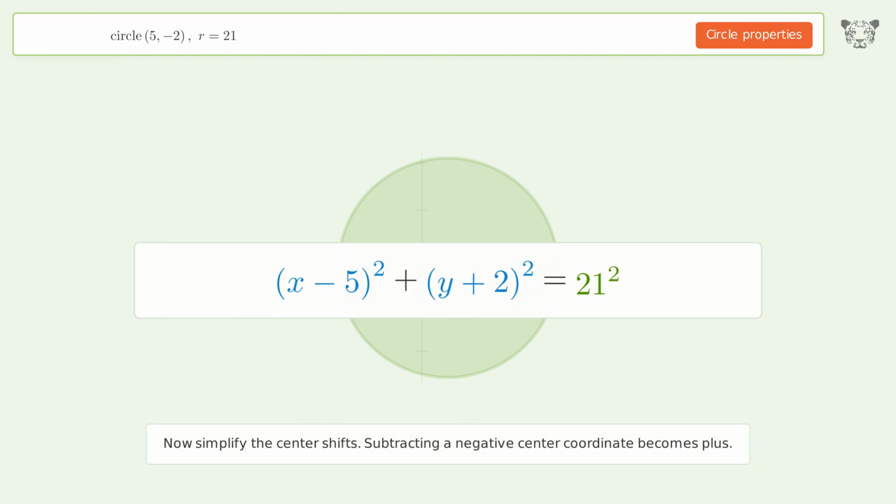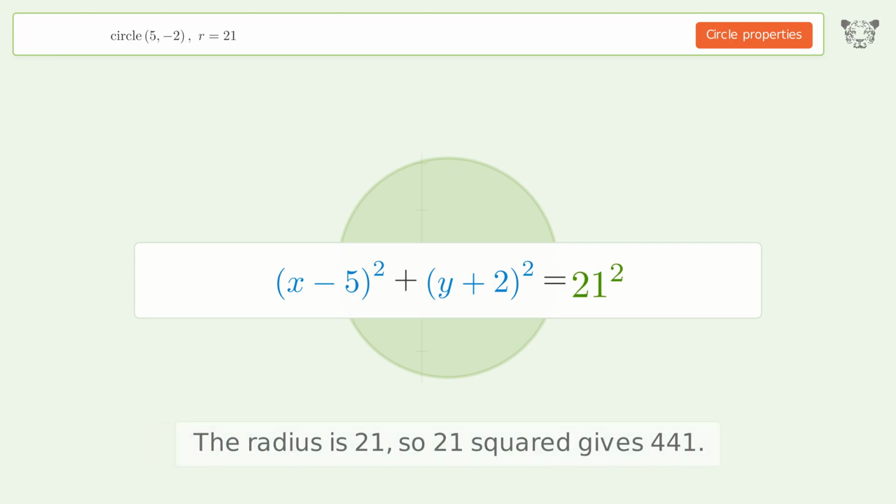Subtracting a negative center coordinate becomes plus. The radius is 21, so 21 squared gives 441.